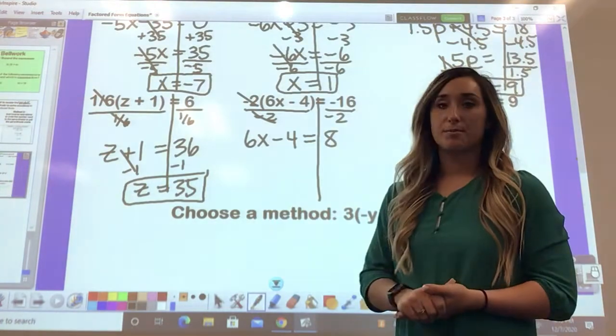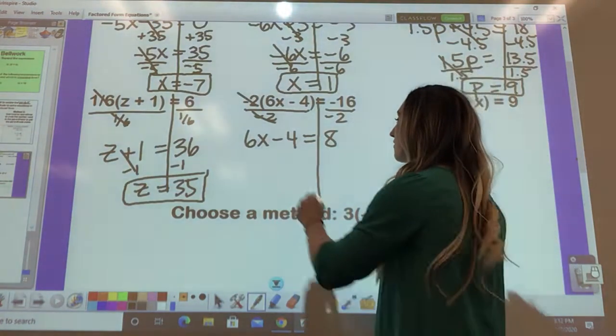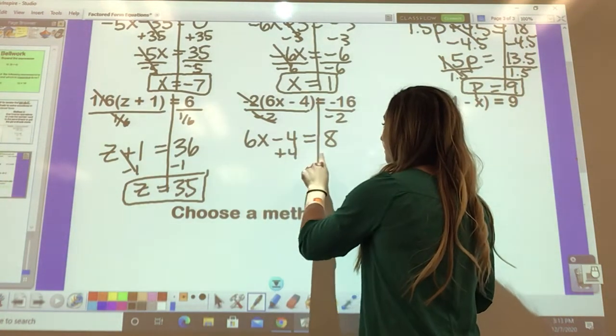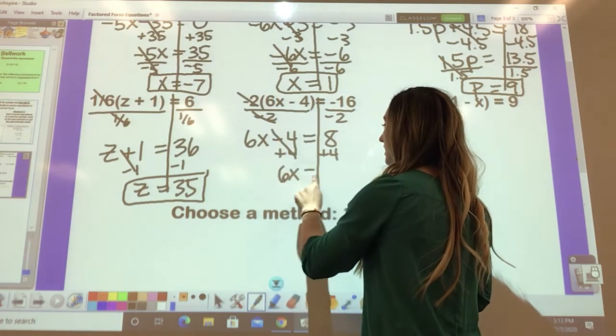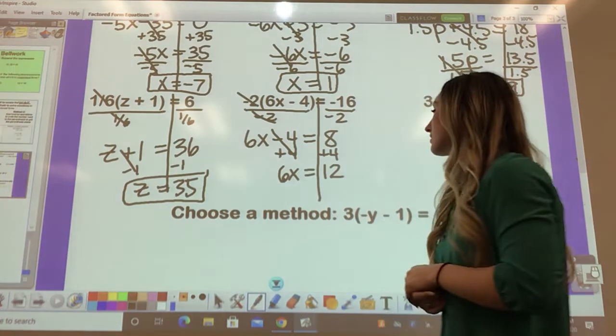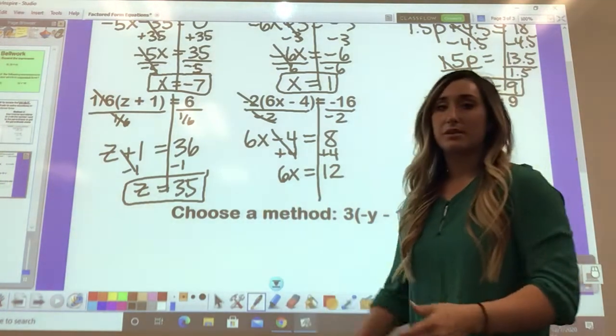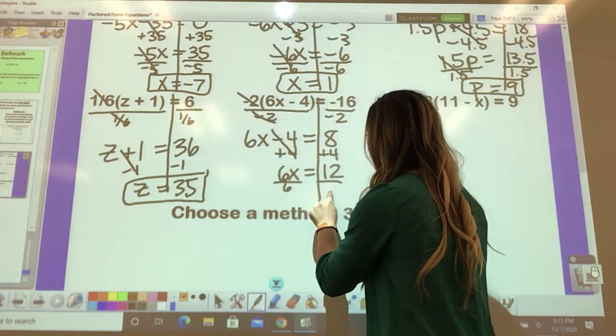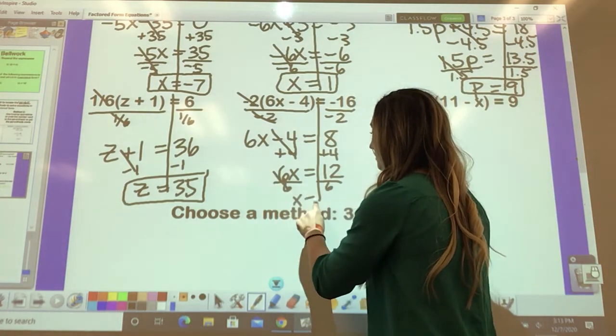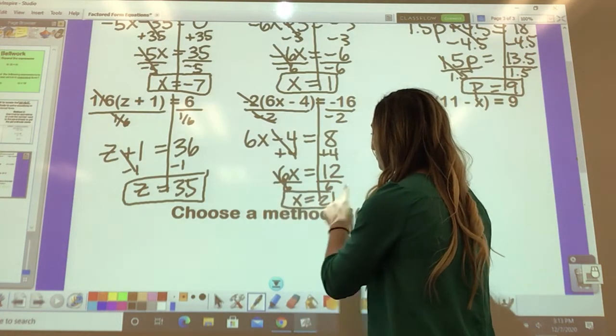Now we're at a 2-step equation where we can solve. Start by adding 4 on both sides. Those cancel, leaving us with 6x equals 12. And hopefully you know what x equals, but just to finish off, divide by 6 on both sides to get x equals 2.